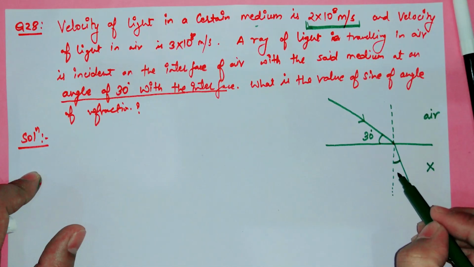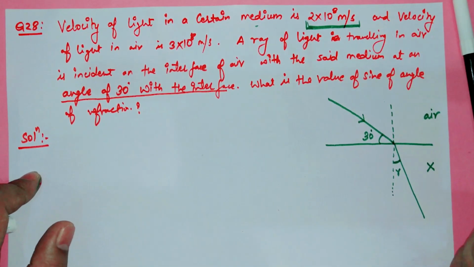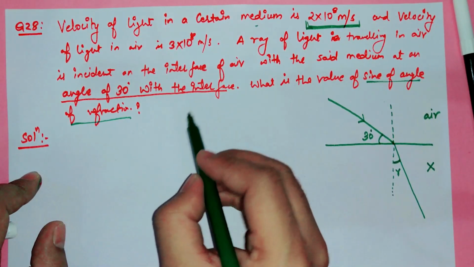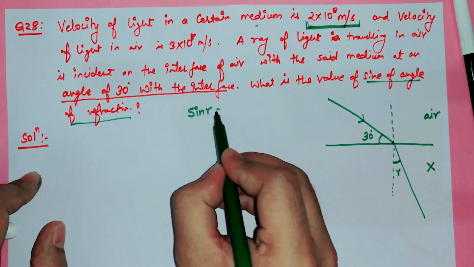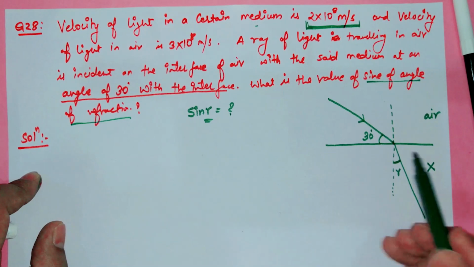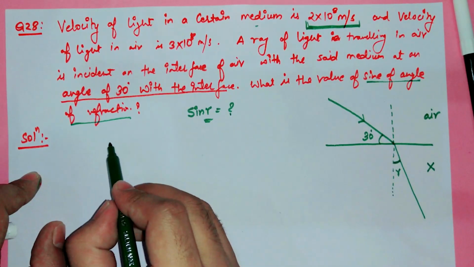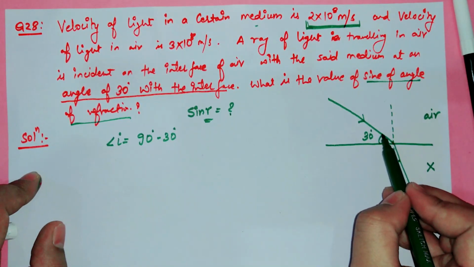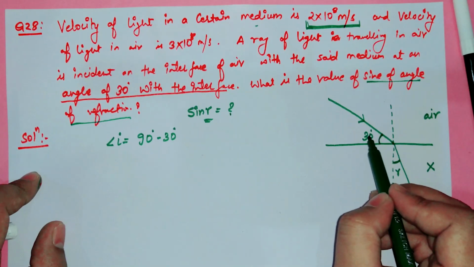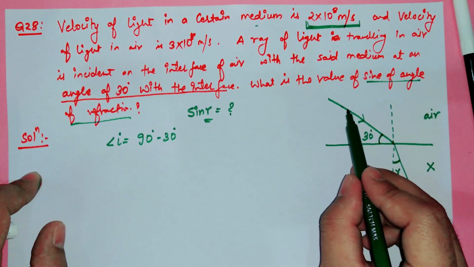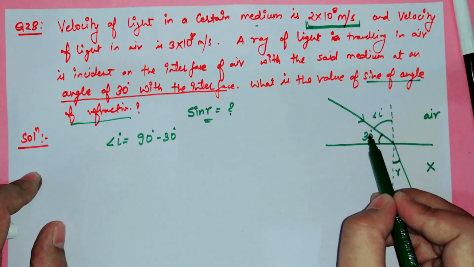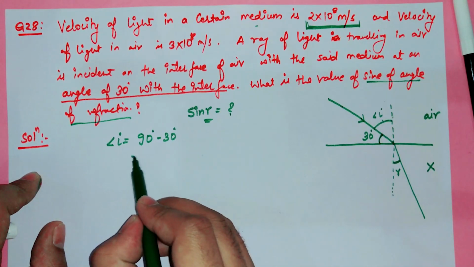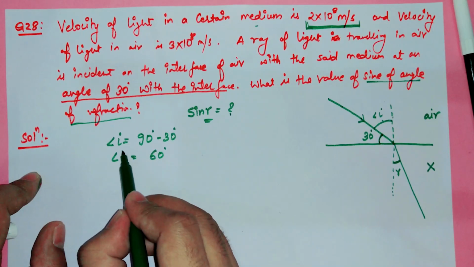Let this angle be R. So what we have to calculate is the value of sine of the angle of refraction, so we have to calculate sine of R. Now what is the angle of incidence? Angle of incidence, angle I, will be 90 degree minus this 30 degree, because this is not the angle of incidence. The angle of incidence is the angle between the incident ray and the normal. So if this is 30 and this is the normal, it should be 90 minus 30, so this is 60 degree, which means angle I is equal to 60 degree.